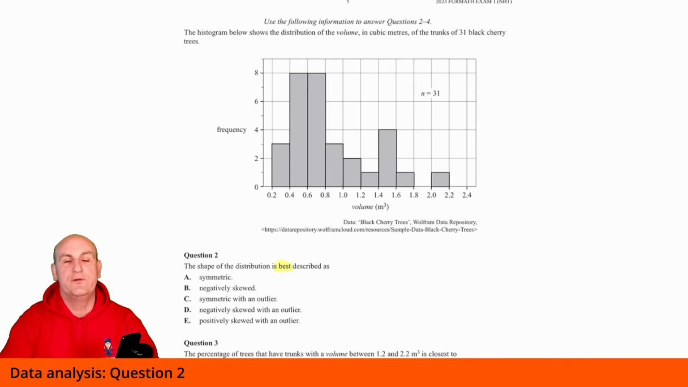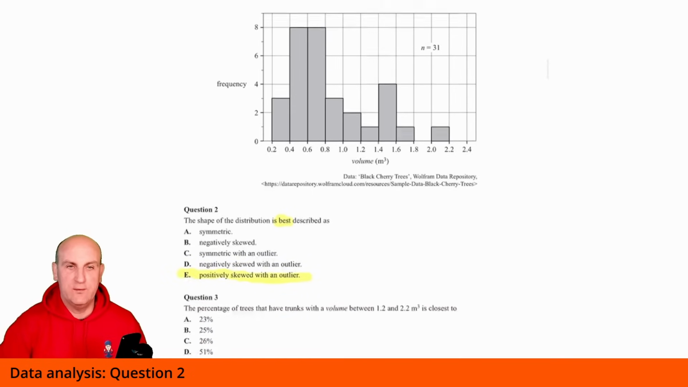And again, if you don't know the difference, always put them in your summary book. Symmetric, definitely not. Is that an outlier? I tend to really not like these type of questions, but again, it wants the best. Negatively skewed with an outlier, nope. Positively skewed with an outlier, I'm going to go with that one. Just looking at my summary notes of what a positively skewed graph looks like, I'd be best to go for that one.